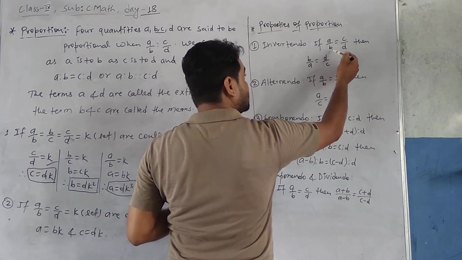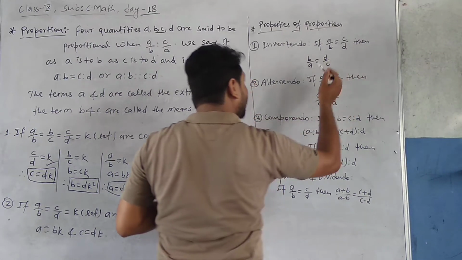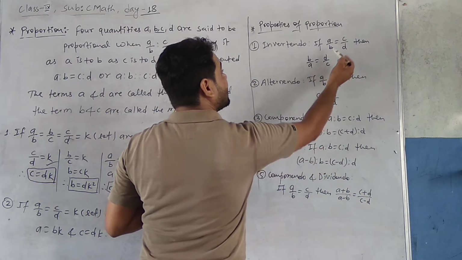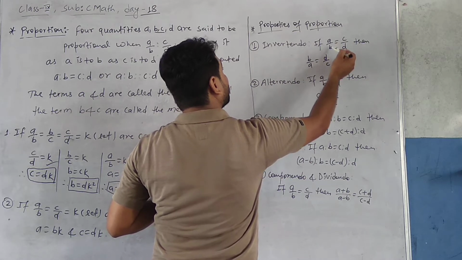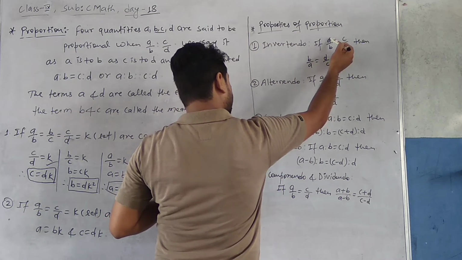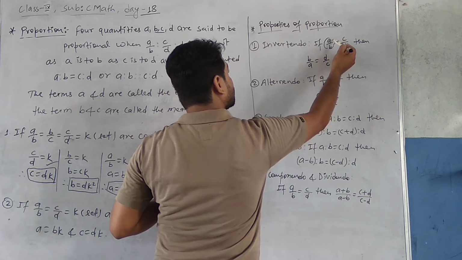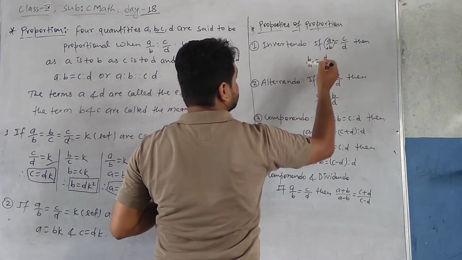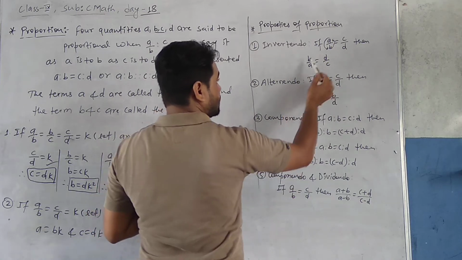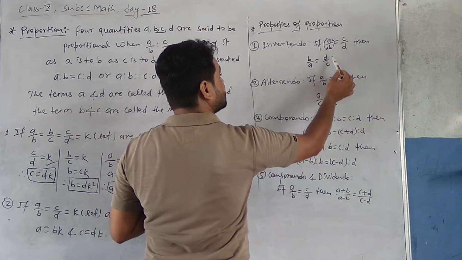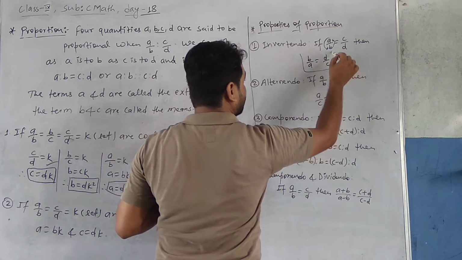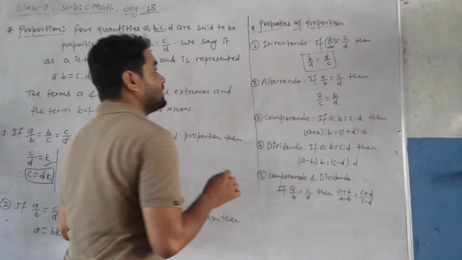If A upon B equals C upon D, then inverted we can write, we can invert them, interchange the numerator to the denominator and denominator to the numerator like this. Here also we are going to do. So B upon A equals D upon C. This is inverted. Yes or no?